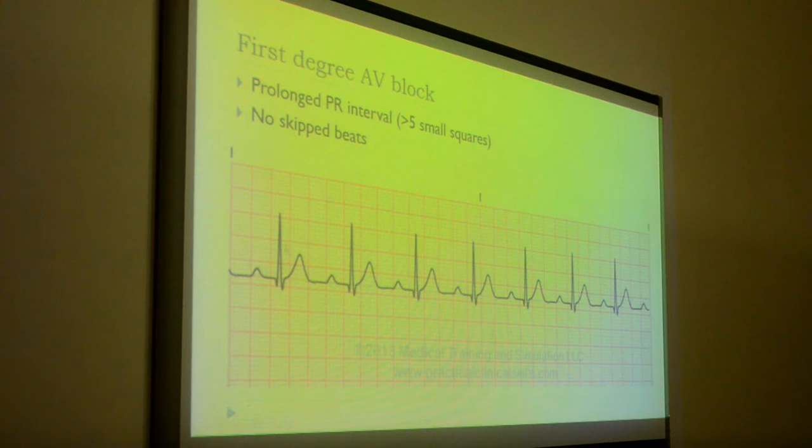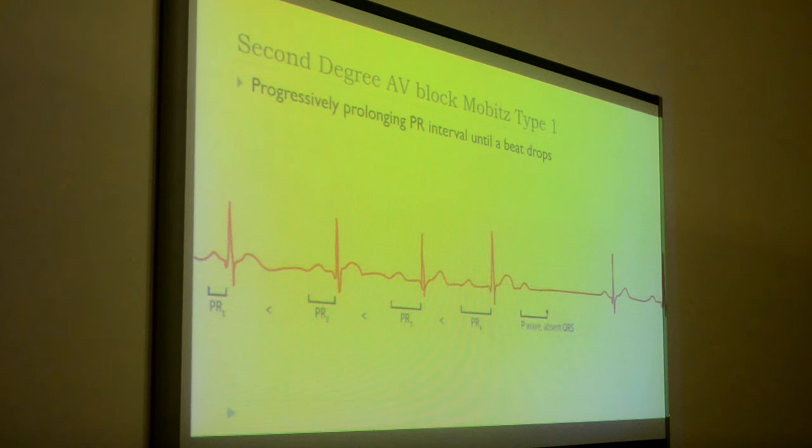This is another example. Again, try to find one that starts at the beginning of a line. Here, this one. 1, 2, 3, 4, 5. This is one large square, so it's 5 here. And then you have 1, 2. So you have about 7 squares. No skipped beats. First degree block. First degree block, clear? Prolonged PR interval only. No skipped beats. Then you're going to go on to second degree blocks.